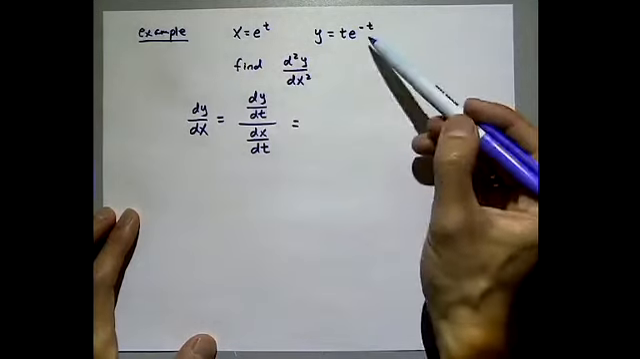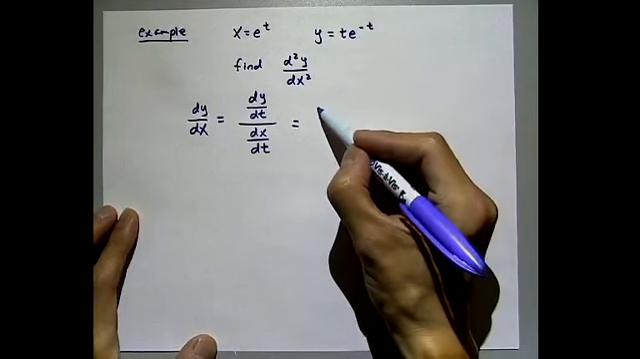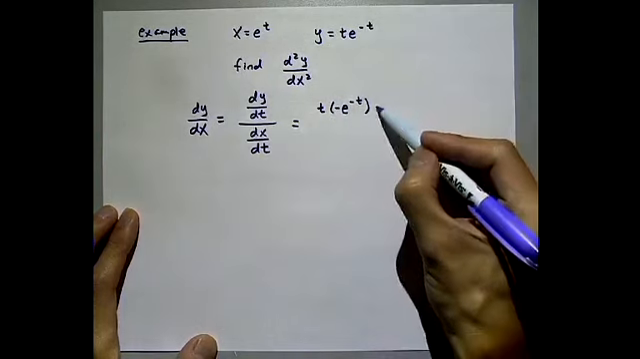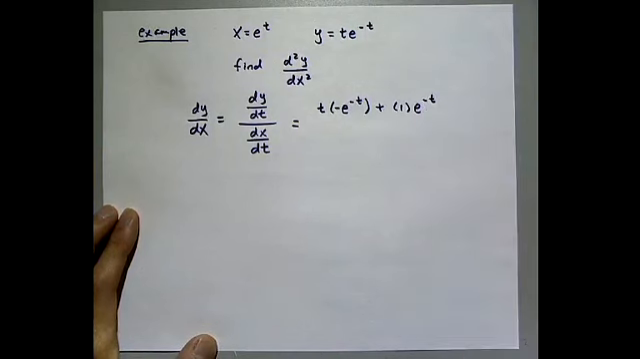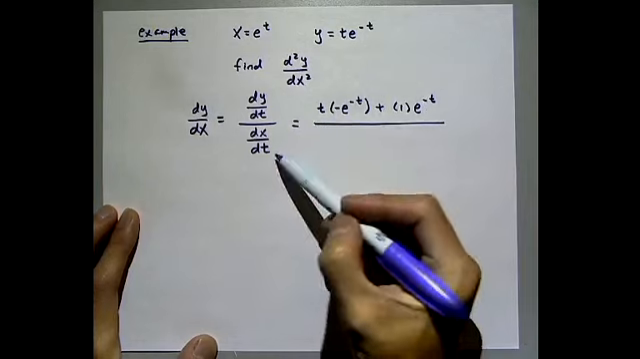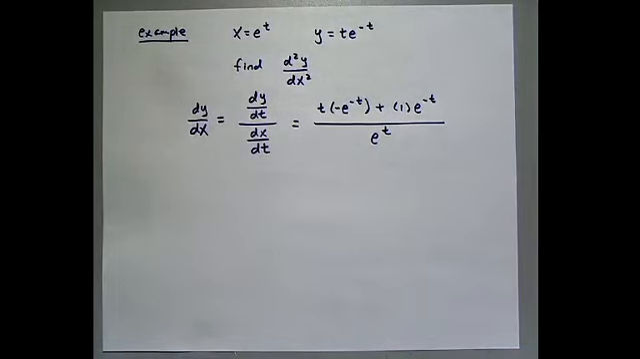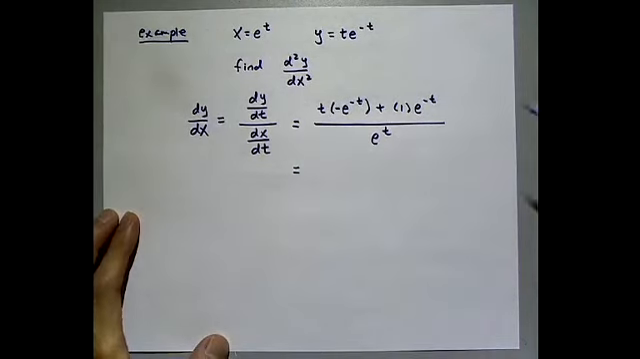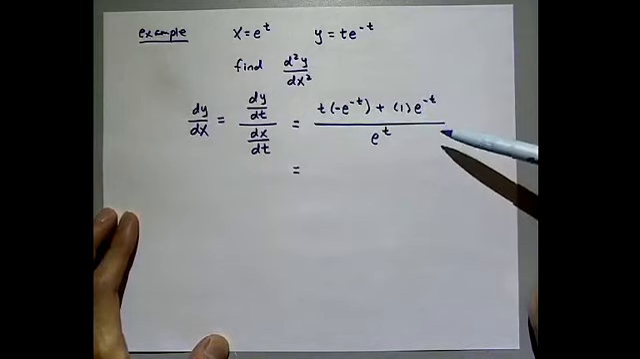dy dt. I need the product rule here, right? So first times the derivative of the second plus derivative of the first times the second. dx dt, that's easy, e to the t. We're going to have to differentiate this again for the next step. So let's simplify this as much as we can before we move on.